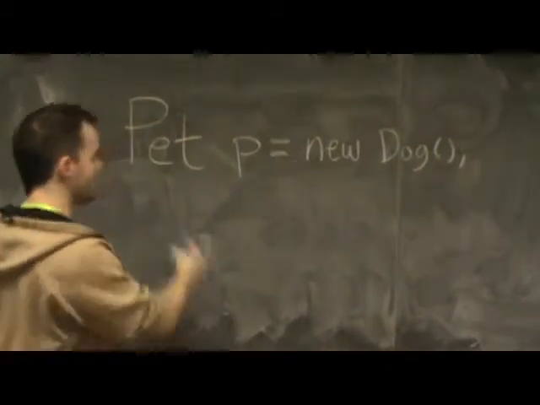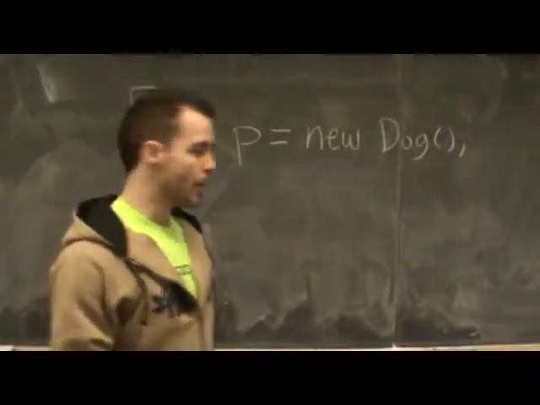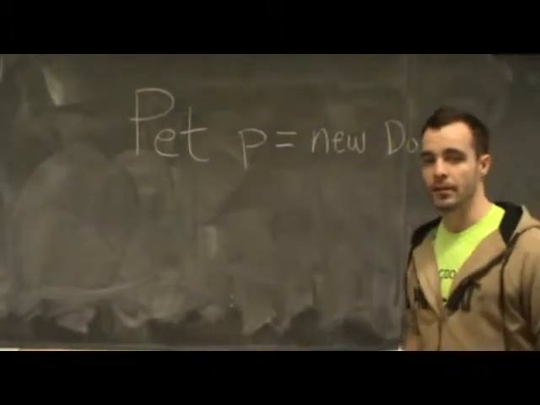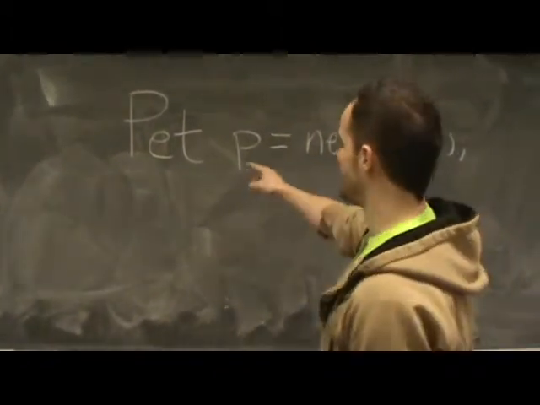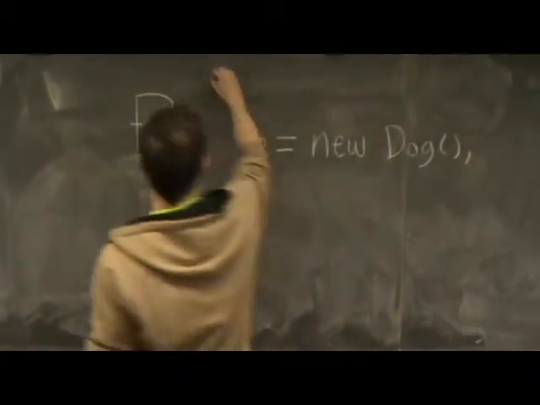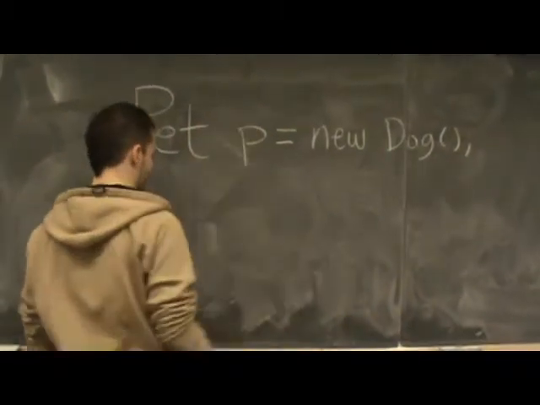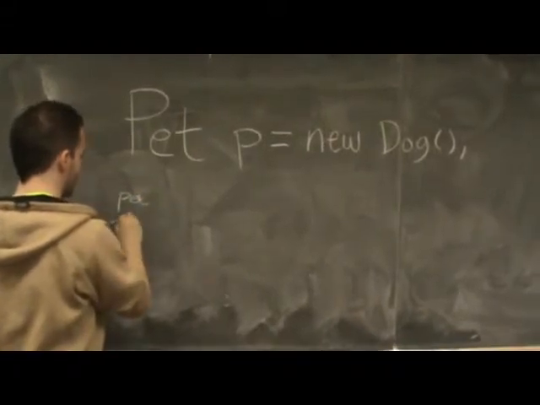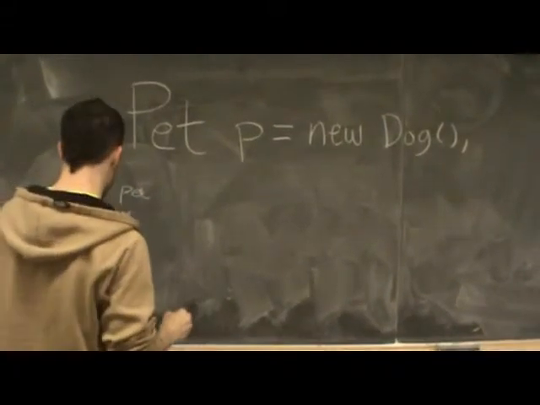Okay, this doesn't match, pet and dog, but pet's an interface. What if I told you that pet was an interface, and that dog implements the pet interface? And pet has a method called, I don't know, get name. Or no, let's do speak.